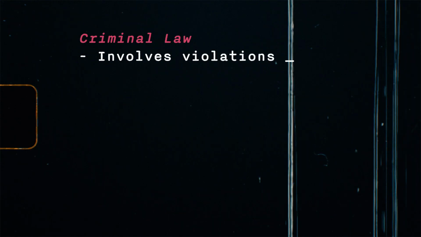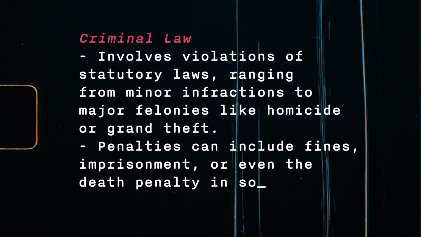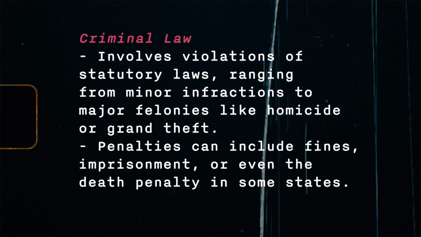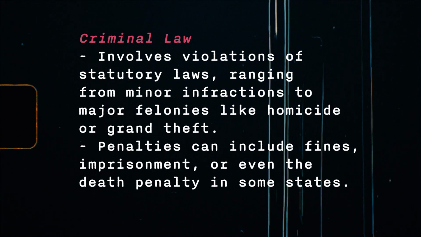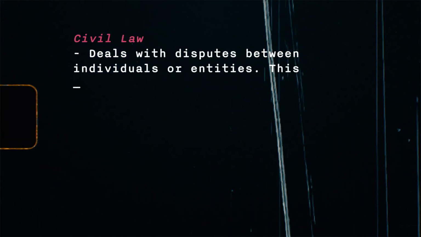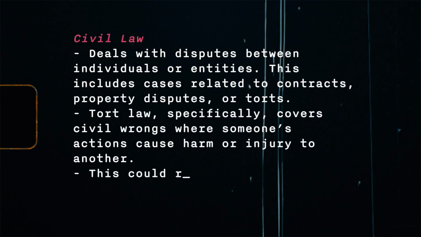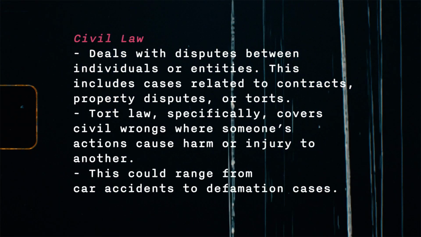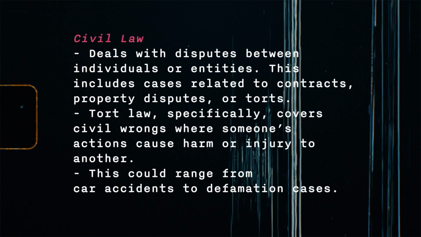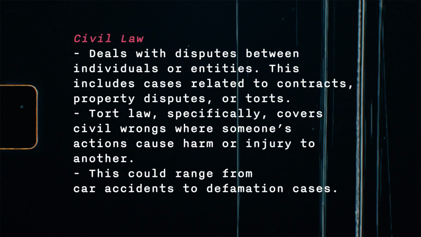Criminal law involves violations of statutory laws, ranging from minor infractions to major felonies like homicide or grand theft. Penalties can include fines, imprisonment, or even the death penalty in some states. Civil laws deal with disputes between individuals or entities. This includes cases related to contracts, property disputes, or torts. Tort law specifically covers civil wrongs where someone's actions caused harm or injury to another. This could range from car accidents to defamation cases.